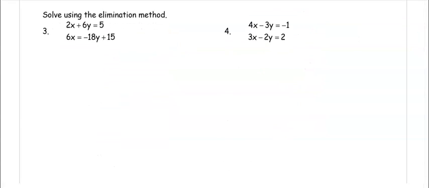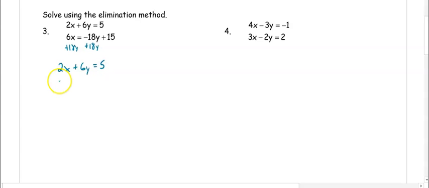In number 3, we're going to use the elimination method. So in order to use the elimination method, x and y must be on the same side of the equation. So in the second equation, I'm going to add 18y to both sides. So when I rewrite this, 2x plus 6y equals 5. 6x plus 18y equals 15.